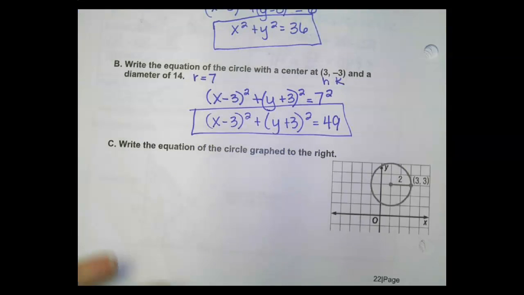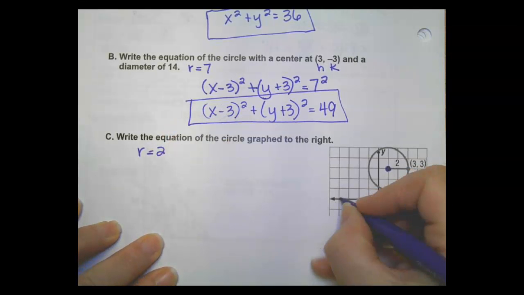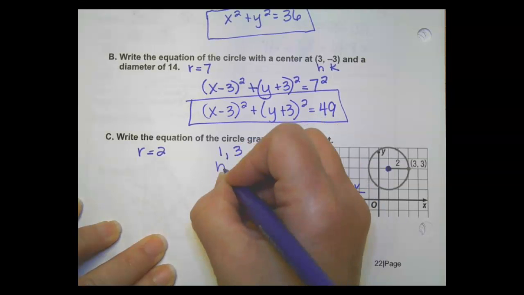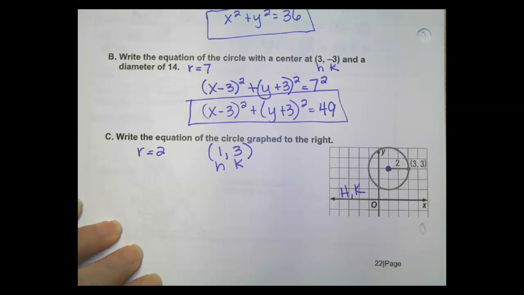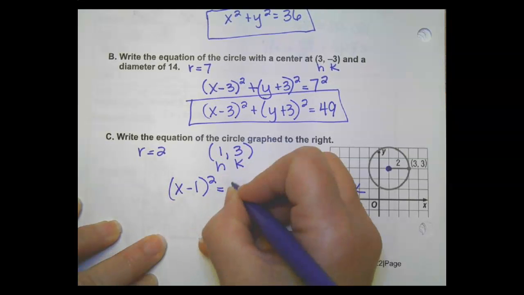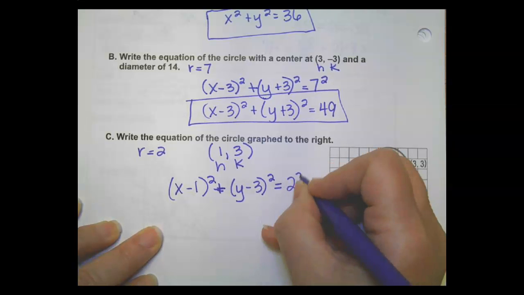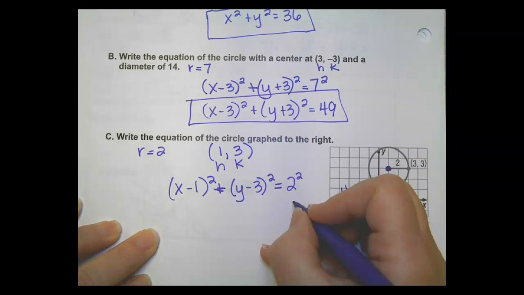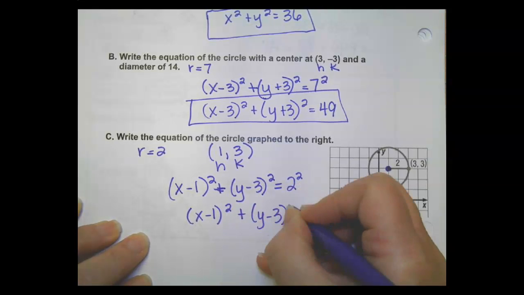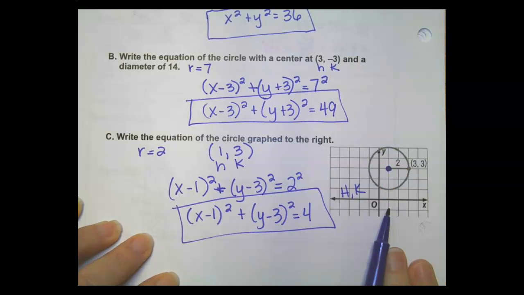If I had this circle here, and I wanted to do the same thing, my r is equal to 2. This is my h and k, and that is at 1, 3. So now plug it back in. x minus 1 squared plus y minus 3 squared equals 2 squared. And then again, simplify that just by replacing that 2 squared with a 4. So you can do it with just values, and you can look at a graph and also get it.